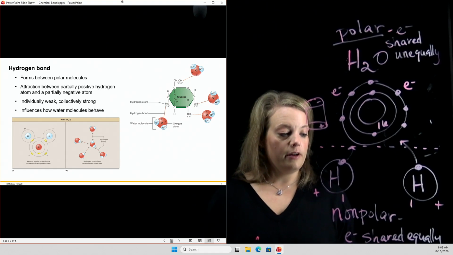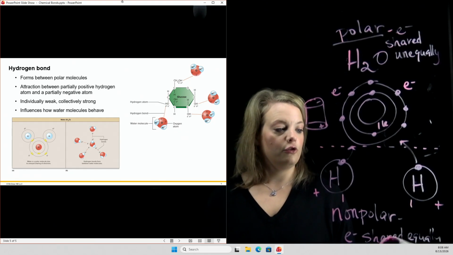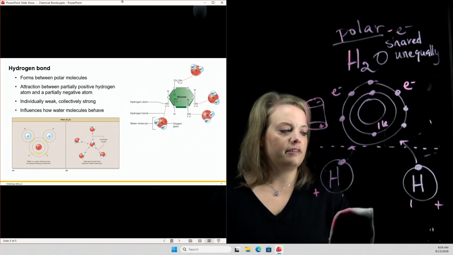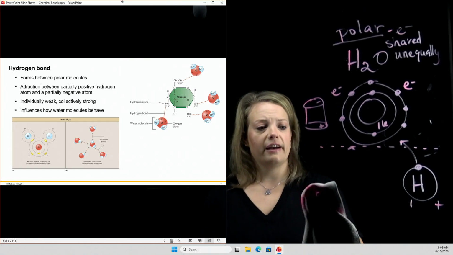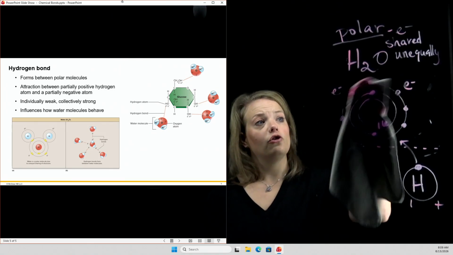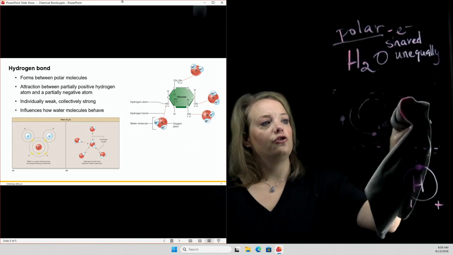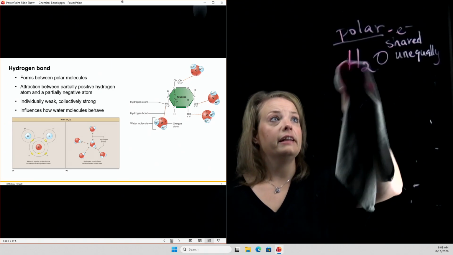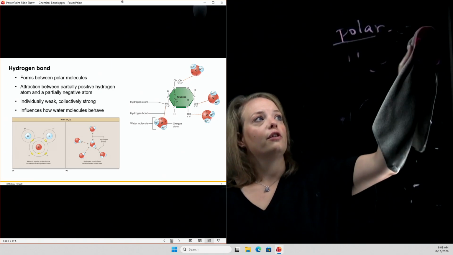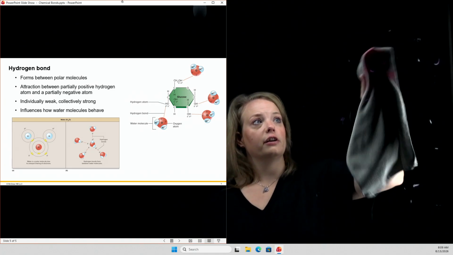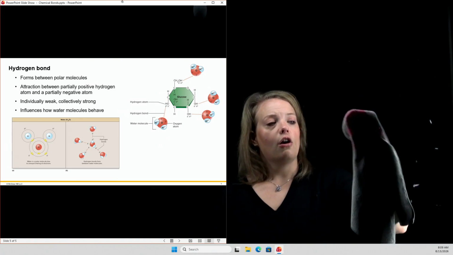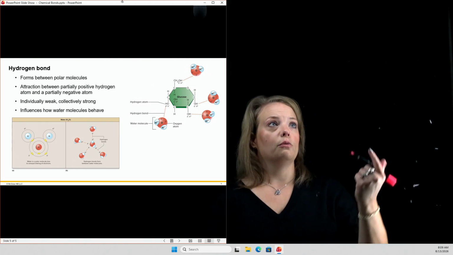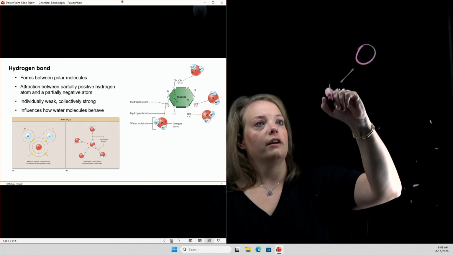So those polar covalent bonds then can lead to what we call a hydrogen bond. Hydrogen bonds aren't really bonds in the sense that electrons aren't being shared or transferred. It's just an interaction between atoms. And I don't mean that in an insignificant way. Even though there's no sharing or transferring of electrons, hydrogen bonds are or can be very strong, and they're also very significant. So let's take water as an example.